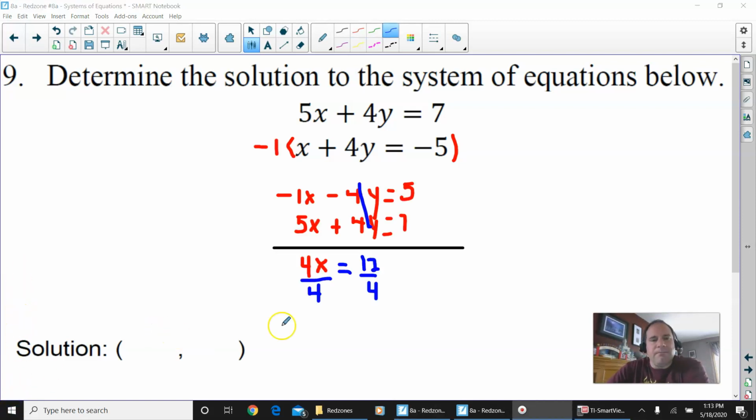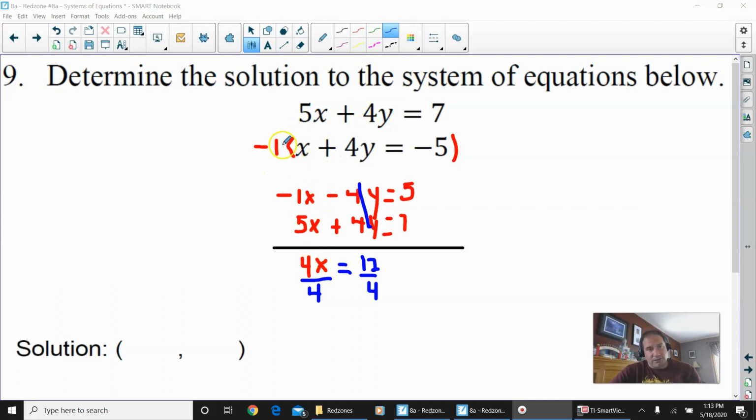Okay, so you're dividing 4 right here. First off, I multiplied by negative 1. Let me go back up. The reason why I multiplied by negative 1 is because I wanted to change this to a negative 4y, and that would cancel out here. You can multiply by negative 5 and change this to a negative 5x, and it would be the same thing because the x's would cancel at that point, but you're going to get the same answer.